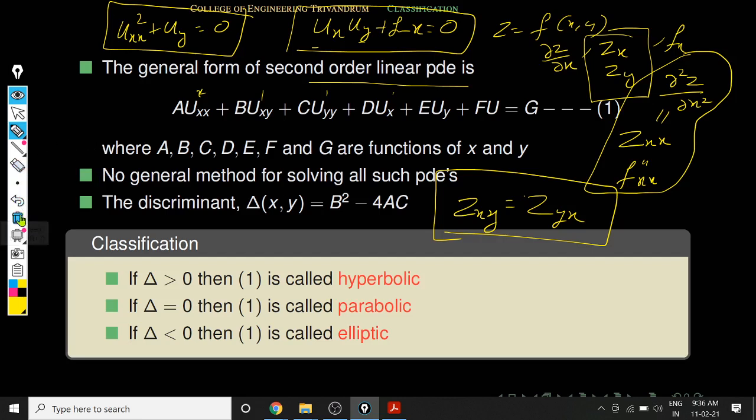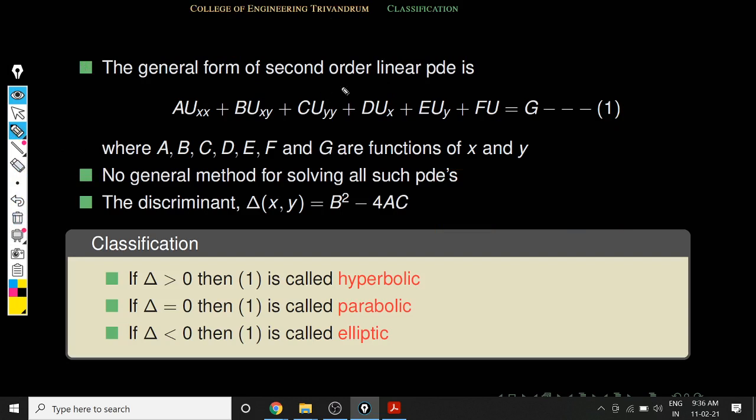So our general form of second order linear PDE is this one: A uxx + B uxy + C uyy + D ux + E uy + F u = G, where A, B, C, D, E, F, G are functions of x and y. That means A may be any function of x and y. A may be some x²y, possible. B may be e raised to xy, no problem.